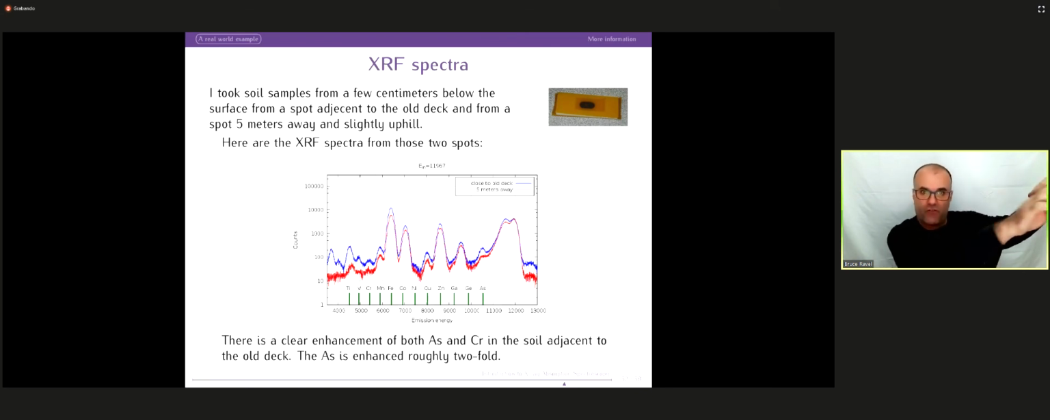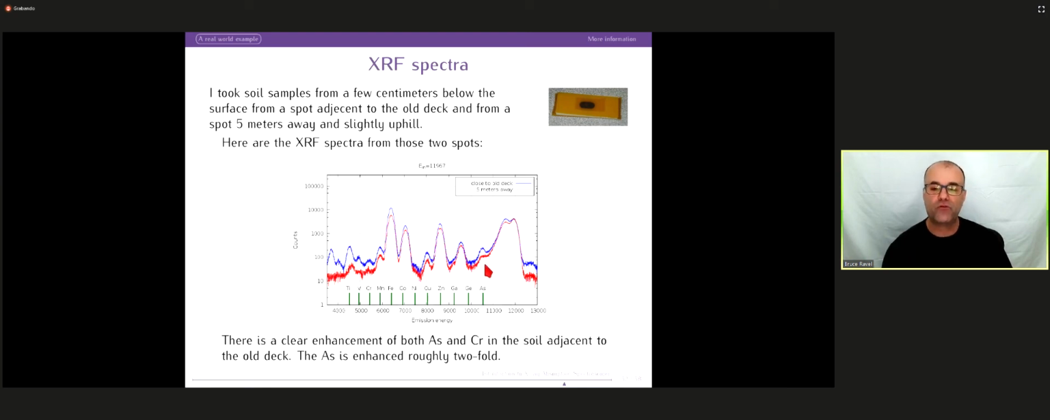So I did the same thing. I scraped away the surface and took a little bit of soil from underneath. I put them in a little plastic frame and covered it up with tape. That way I could just hold it up in the beam. Very simple sample prep. I literally took a chunk of soil, slapped it in this little frame and put it in the X-ray beam. The red spectrum is the one from 5 meters away. The blue spectrum is the one from right next to the deck.